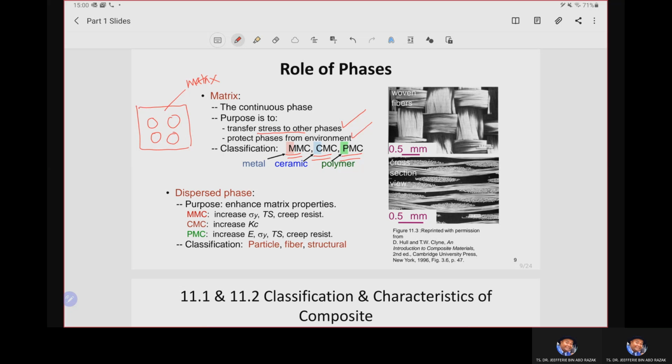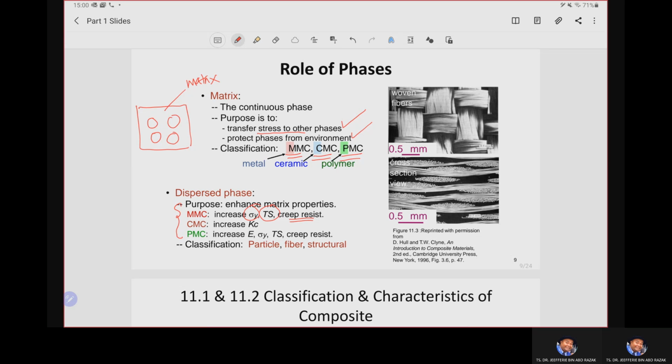All right. So as you can see here, if we add the dispersed phase in MMC, it actually performs the function of increasing the yield strength, the tensile strength, and also the creep resistance, which is the strength characteristic of the composite at an elevated temperature, at higher temperature.